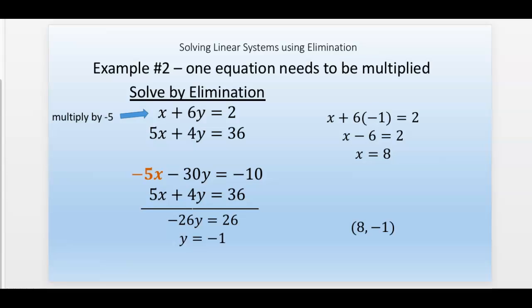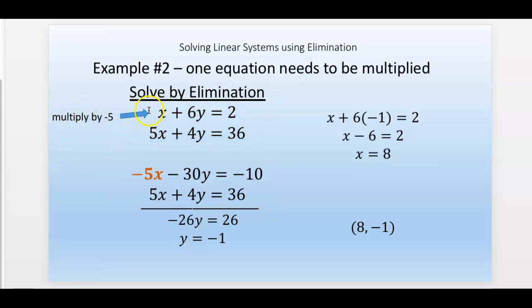Let's look at example number 2. We don't have an additive inverse, but we can multiply one of the equations and get an additive inverse. Here's our system of equations right here.